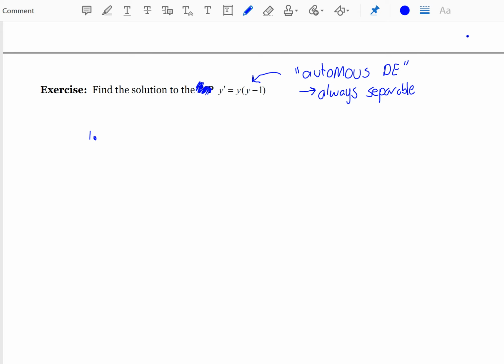Okay, let's get started. Let's not skip any of the steps we've been practicing. First thing to solving a separable differential equation is to look for your equilibrium solutions.